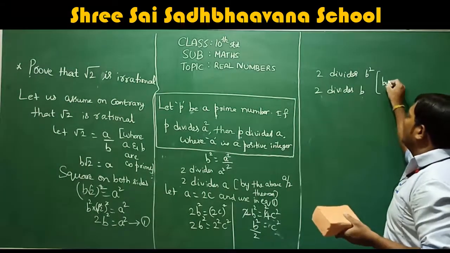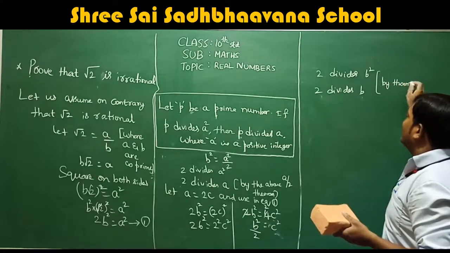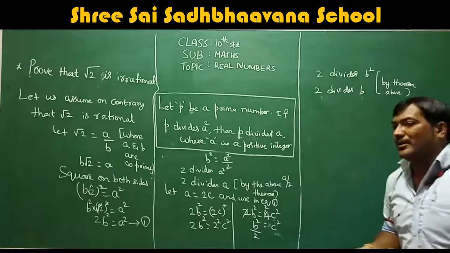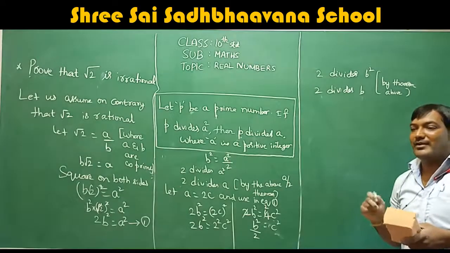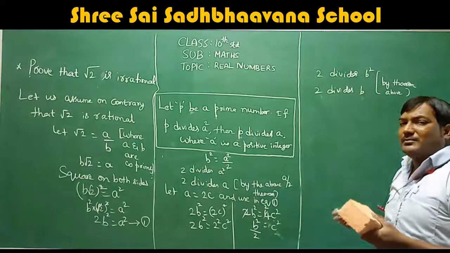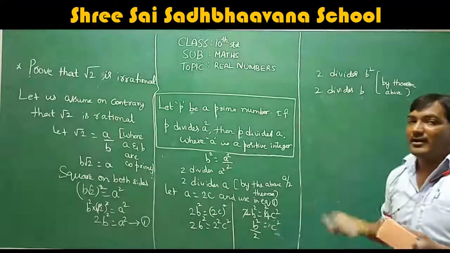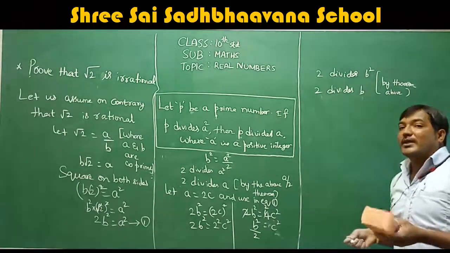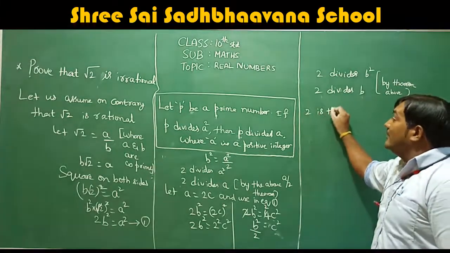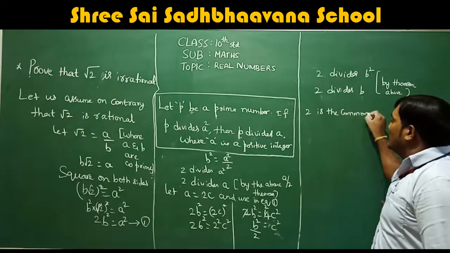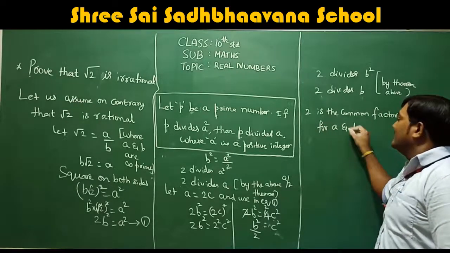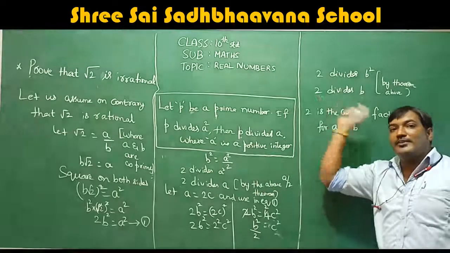Okay? So you can write that by the theorem above. Or you can write the section number, like 8.1 or something. There is no special name for it. You can directly write by the theorem above what we discussed. So 2 divides b square and 2 divides b. So here you understand 2 is the common factor for a and b. Correct? Here 2 divides a and 2 divides b.